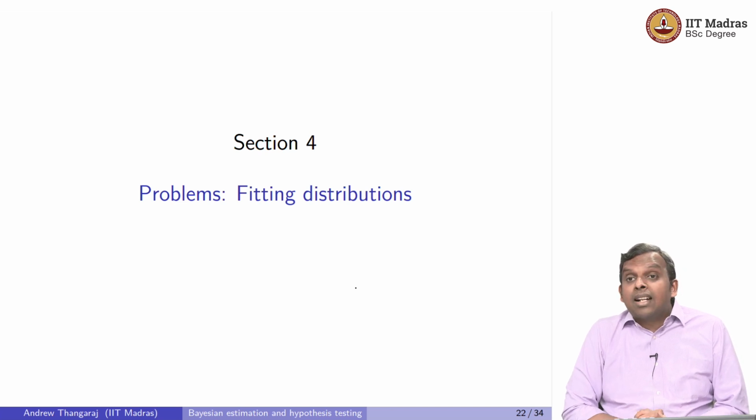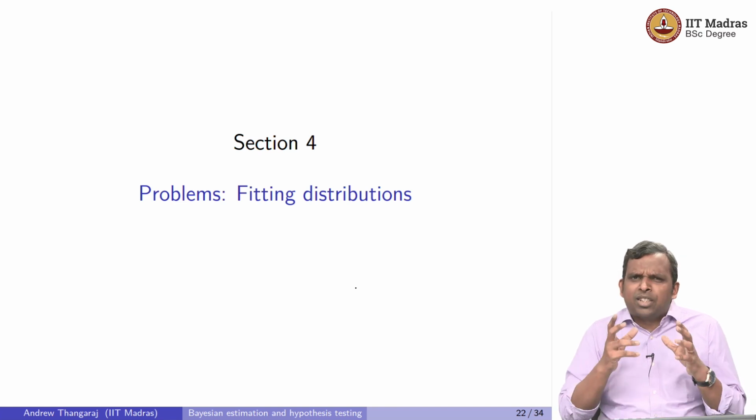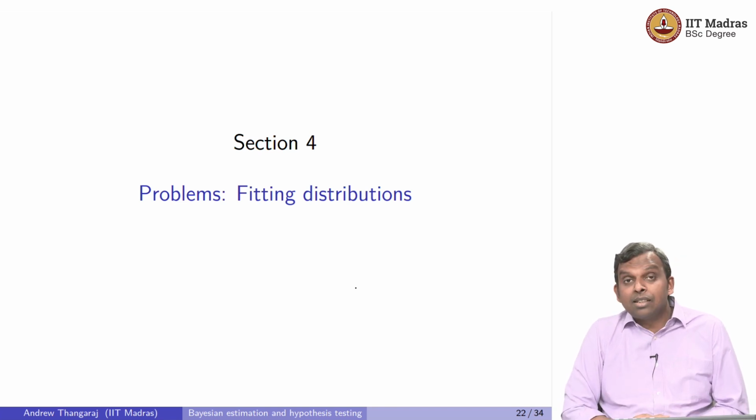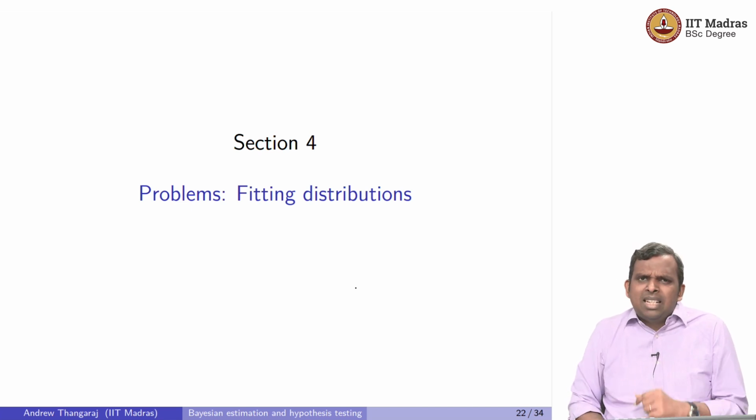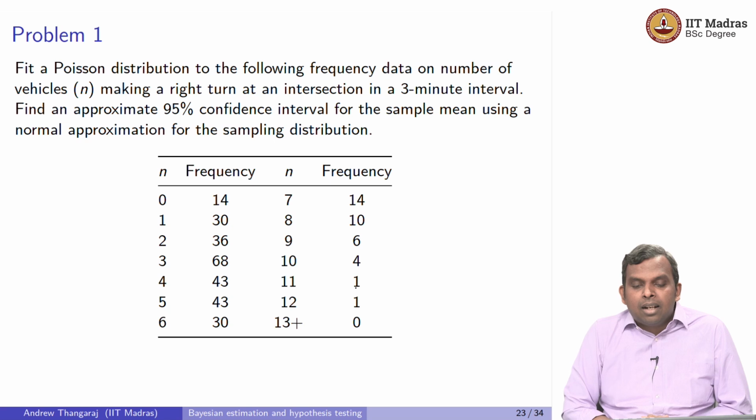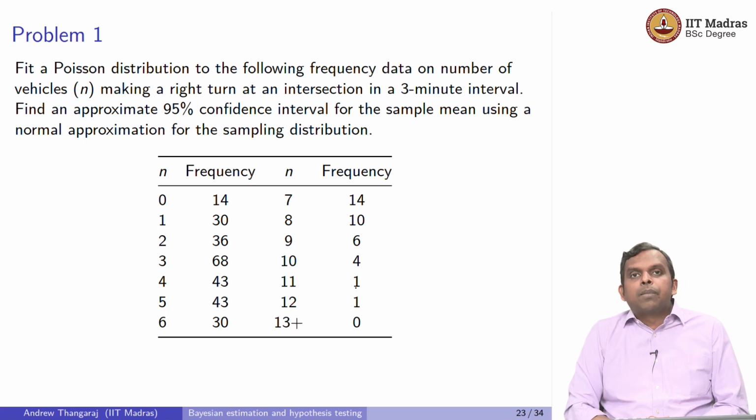We are going to see another type of problem that frequently occurs in the context of parameter estimation. This is of fitting distributions. Okay, so let me get to a particular example. We have seen some examples like this before, but let's get into it.